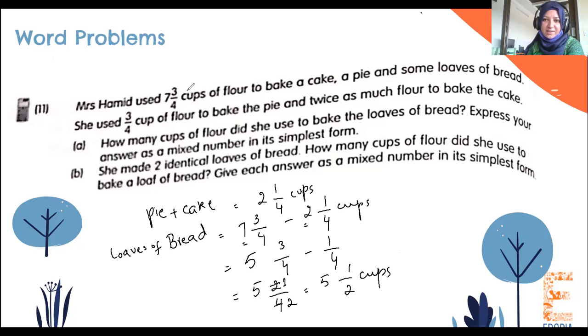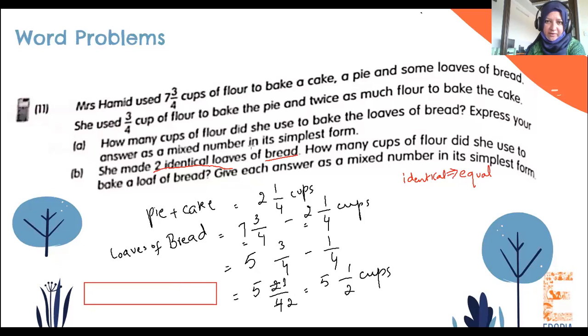Now the next part says that she made 2 identical loaves of bread. Now because these breads are identical, it means that they would be divided into equal parts. So that means you can divide the amount of loaf that was given to you. It is 5 whole 1/2, and you can divide it into 2 equal parts. So you will do it this way. This is part B. 5 whole 1/2 divided by 2.